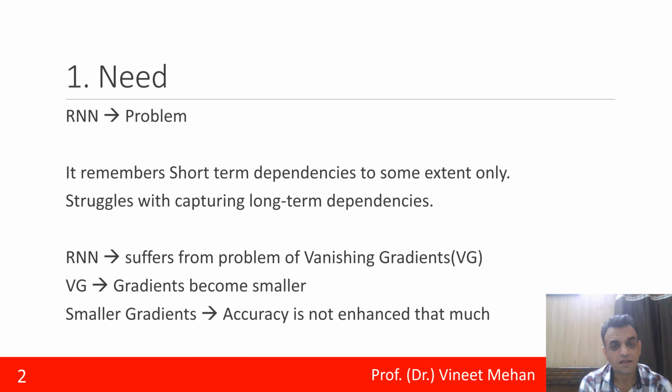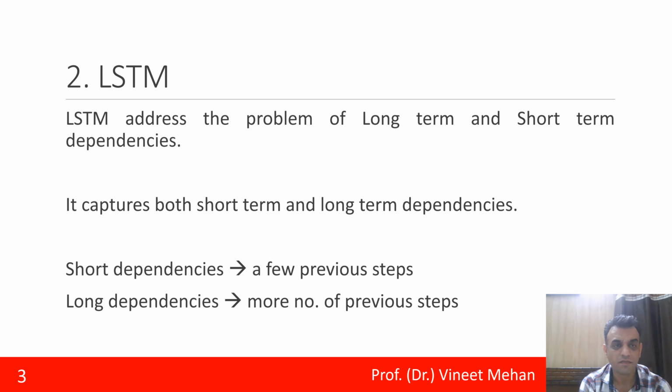And in RNN, there is a problem of vanishing gradients. The gradients tend to become smaller. The gradients become near to zero. And when gradients become near to zero, accuracy is not getting enhanced. So because of this problem, LSTM came. Now LSTM addresses this problem of long-term and short-term dependencies.